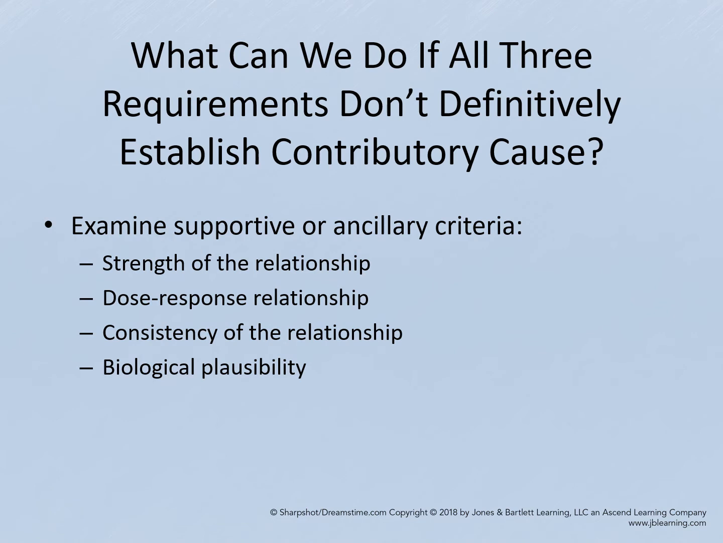So what can we do if all three requirements don't definitively establish contributory cause? Let's take the example of cigarette smoking itself. We cannot ask a healthy person to start smoking and then look at their life trajectory and see if they developed lung cancer or not. That is not ethical. So now we have to look at supportive or ancillary criteria. That is, we have to look at the strength of the relationship, the dose-response relationship, the consistency of the relationship, and the biological plausibility of the relationship to establish the contributory cause.